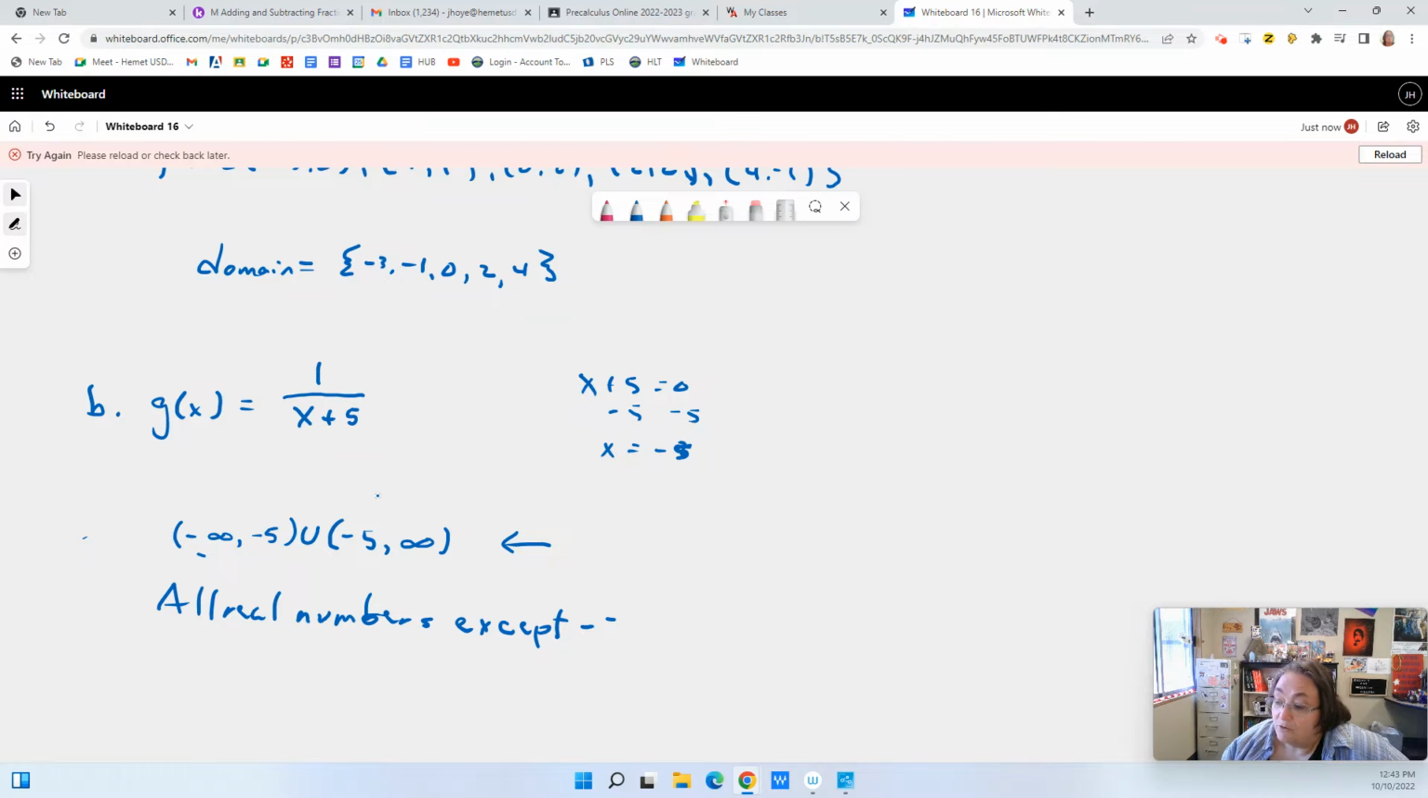So what you're looking for are certain rules that make things true or false. So that's all they're asking for when they ask for a domain. What can x be? That's all you're trying to find out.